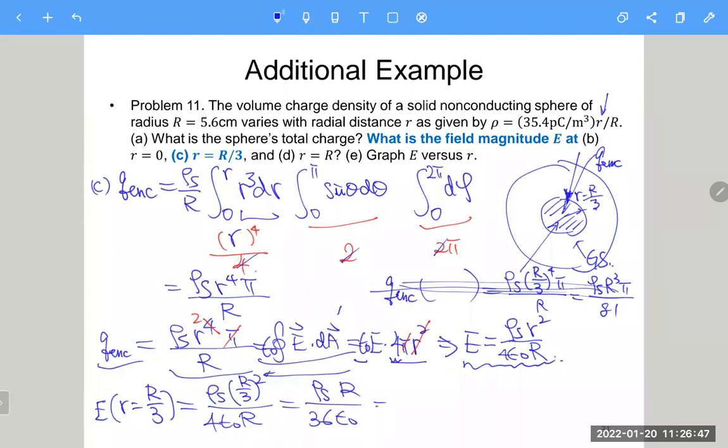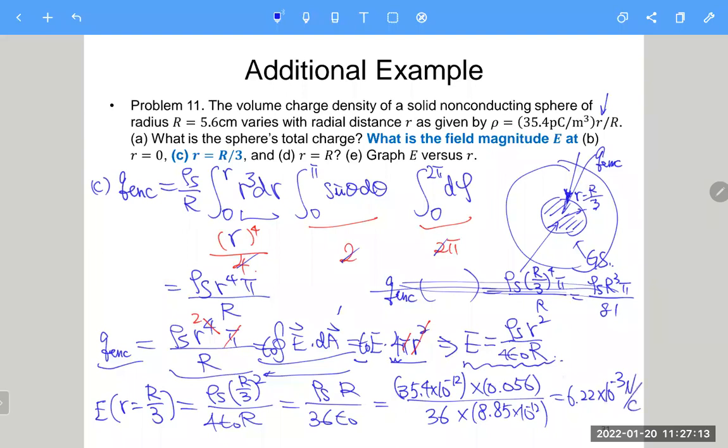So we can just plug in the values. We have 35.4 times 10 to the minus 12, and then multiply by 0.056 over 36 times epsilon naught, which is 8.85 times 10 to the minus 12. Okay, so this number is 6.22 times 10 to the minus third power Newton per Coulomb. So this is the answer for part C.